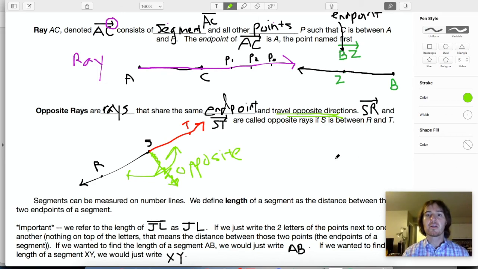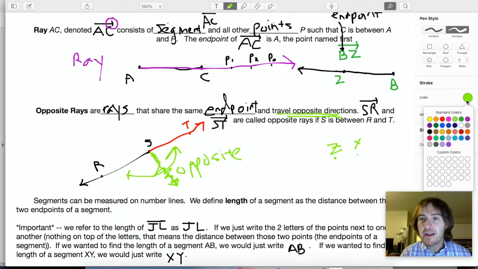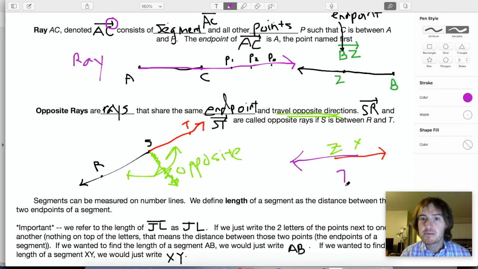So quick question here, about opposite rays. Let's do Z here and X here. Is ZX an opposite ray of XZ? Are those opposite rays? No, they're not, because they don't share the same endpoint. So here, this red ray and this purple ray are not opposite rays, because they don't share the same endpoint. That's just a quick one to clarify.